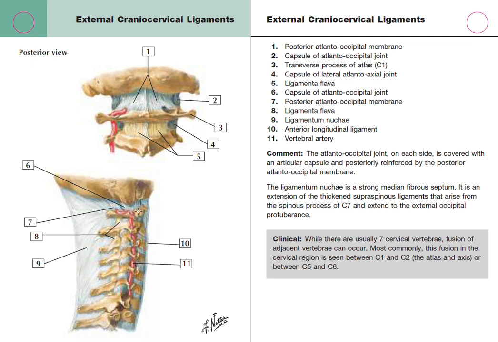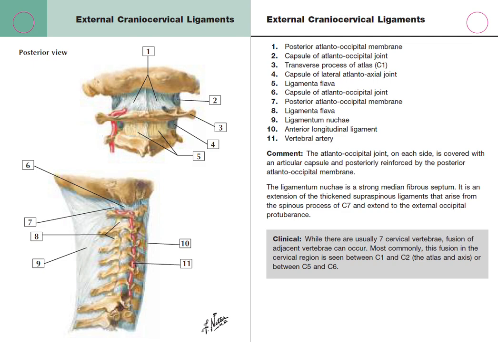Going down now, number 6, the capsule of the atlanto-occipital joint. Number 7, the posterior atlanto-occipital membrane. 8 here, the ligamenta flava again. Number 9, the ligamentum nuchae or the nuchal ligament. Number 10, more laterally, is the anterior longitudinal ligament, and coursing through each vertebral foramen is the vertebral artery. There's one vertebral artery on either side.